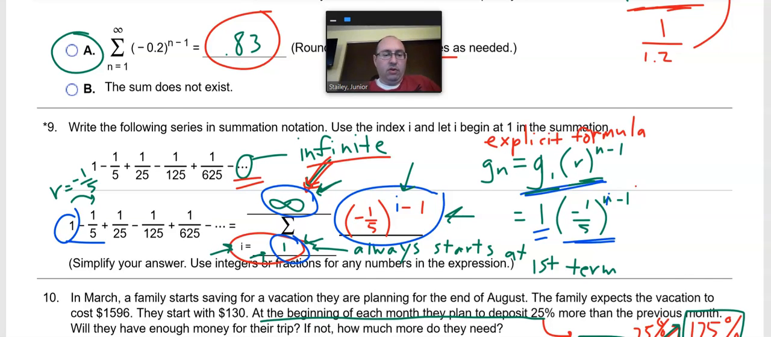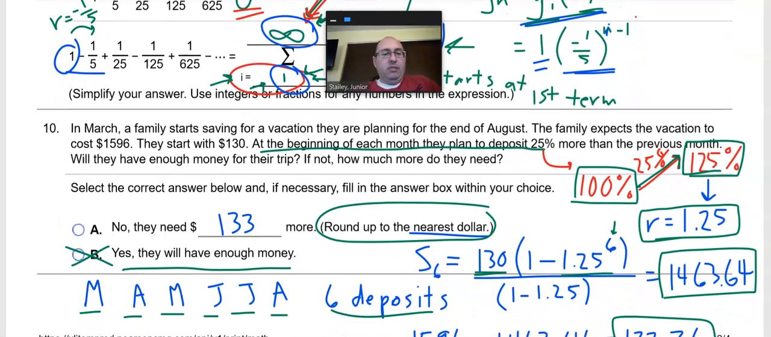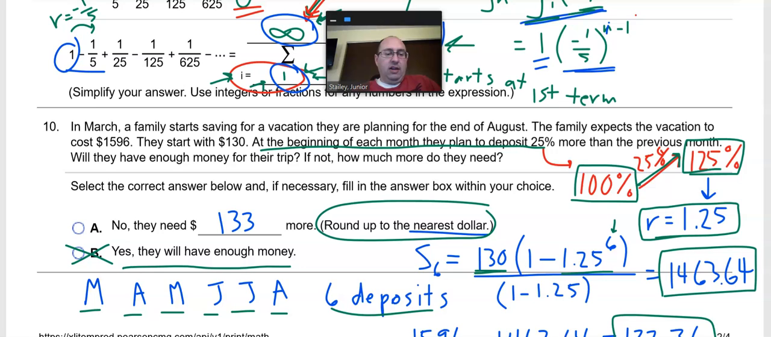Okay, moving on down the road. So this family is starting to save for their vacation. They're going to start saving in March, and they're going to go on vacation at the end of August. They make a big deal out of that for a reason. The family expects the vacation to cost $1,596. They start with $130. At the beginning of each month, they plan to deposit 25% more.